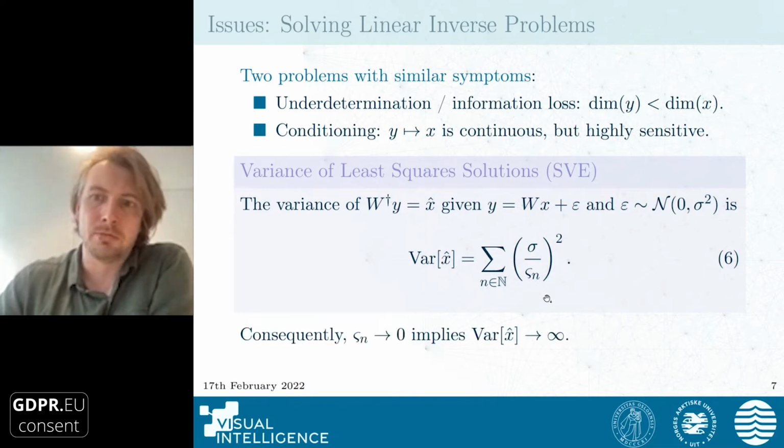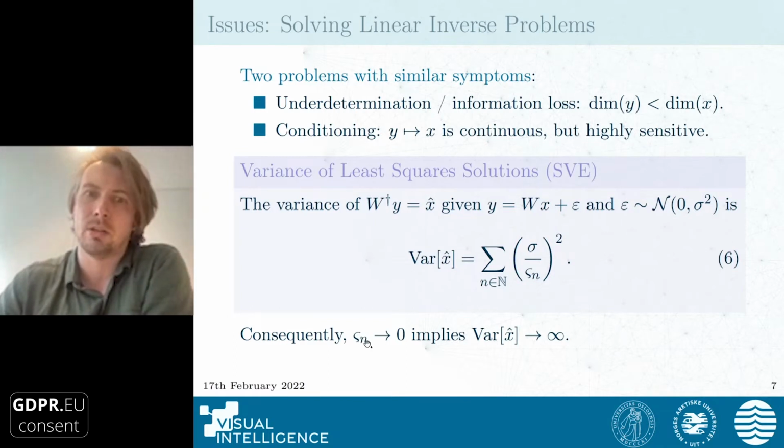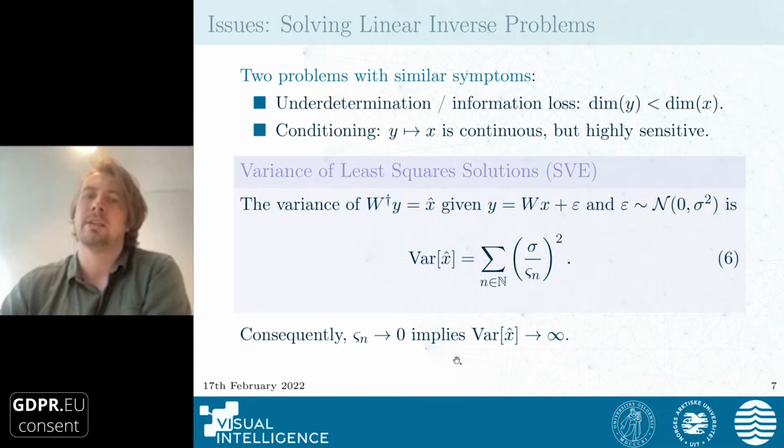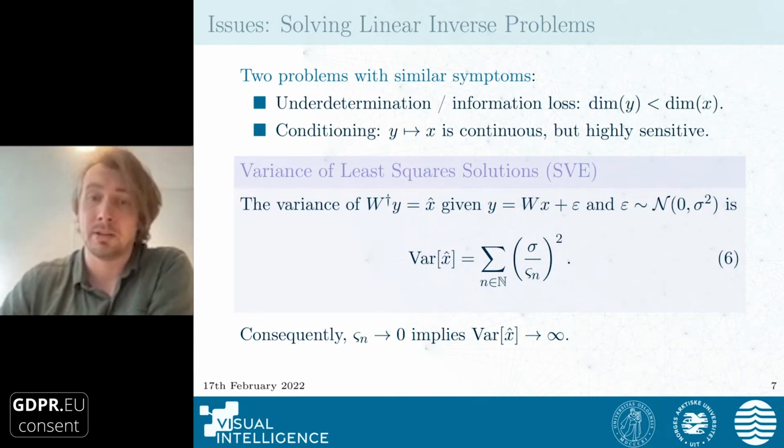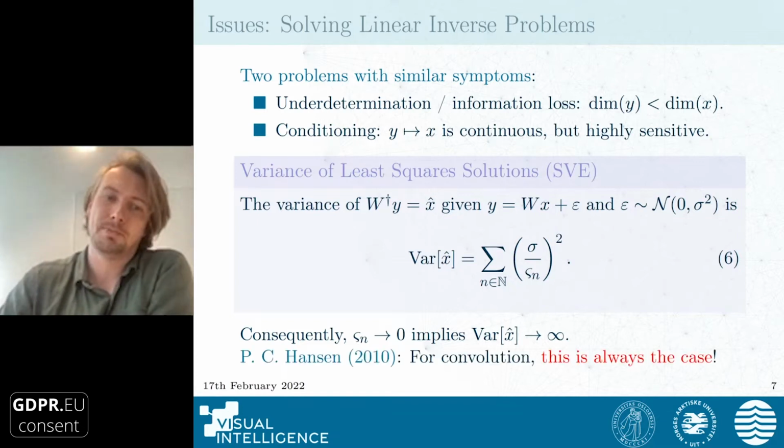The thing to note here is that if some of these singular values go to 0, it implies that the variance goes to infinity. And this is obviously problematic because then we have infinite variation in the reconstructions.